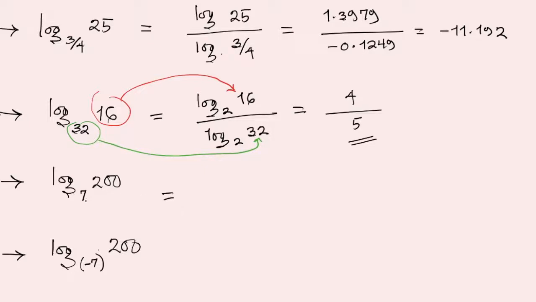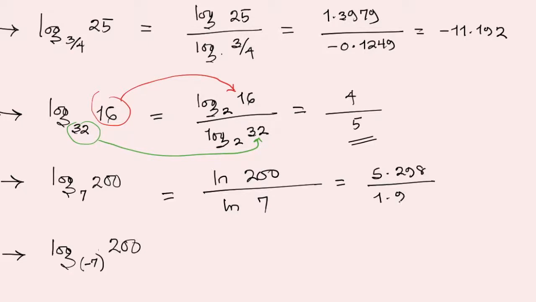The next one says log to the base 7 of 200. To solve this, let's use ln, log to the base e. So we can say ln of 200 over ln of 7. Now, ln 200 is equal to 5.298, and ln 7 is equal to 1.946. So this is equal to 2.7225, and that's the answer for that.